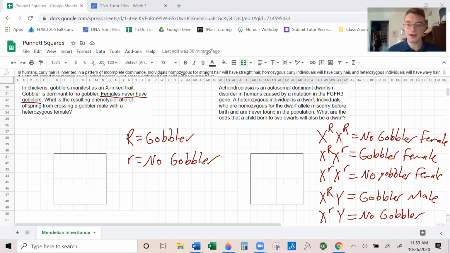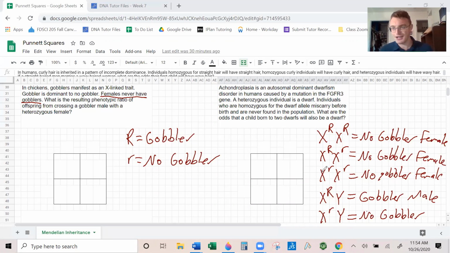And if you have an X big R, X little r female, she does not have a gobbler because she's female. So that's also a no gobbler female. So notice, even though big R is dominant to little r, I told you in the question, females never have gobblers. That doesn't mean that females can't get a big R allele. It just means that they will never have a gobbler. So they can have whatever genotype they darn well please, and they will never have a gobbler because they're female.